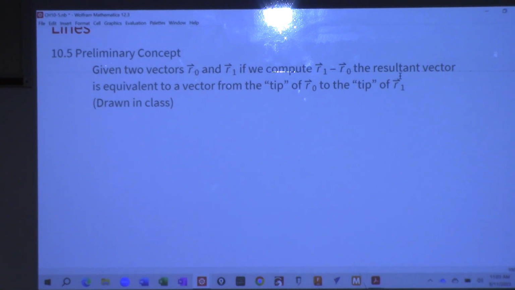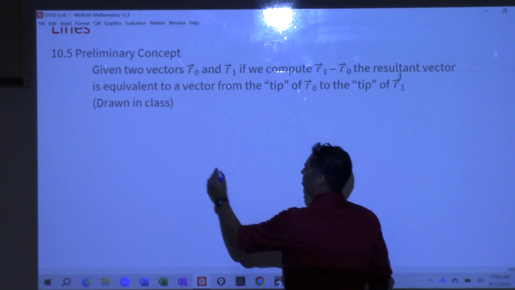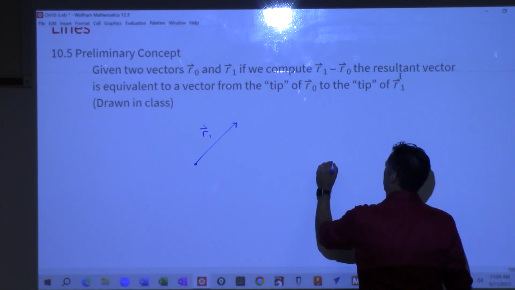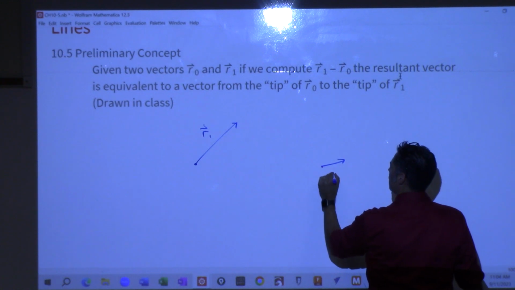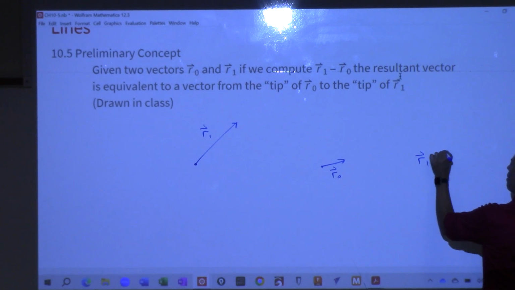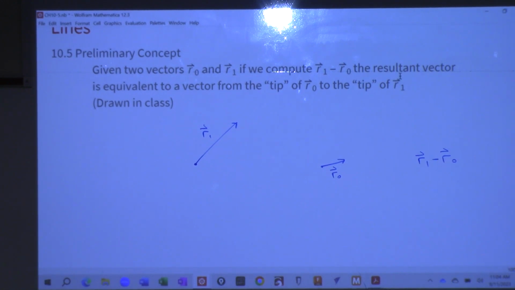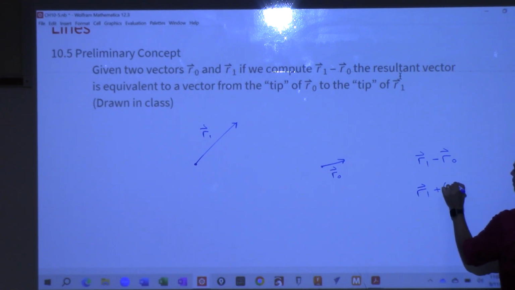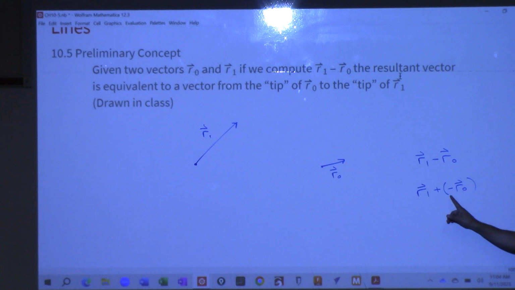So we're given 2 vectors. If we compute r1 take away r naught, the resultant vector is equivalent to the vector from the tip of r naught to the tip of r1. Okay, what am I talking about? So if I have a vector, let's say that that's r1, and then I have another vector over here, that's r naught, right? If I want to find r1 take away r naught, then I'm going to look at it this way: r1 adding the negative or the opposite of r naught. That's the same thing, right?